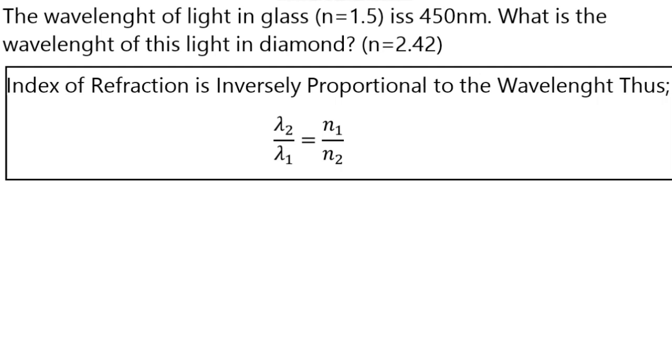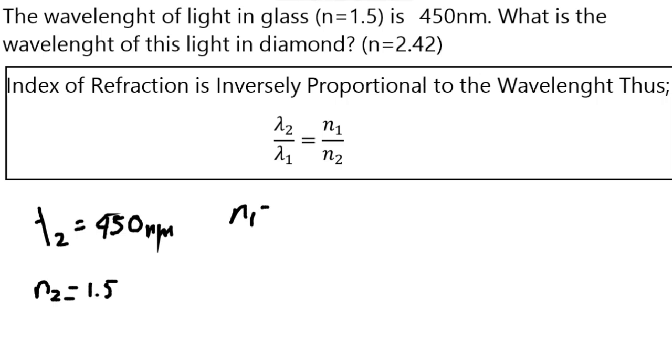Now let's try this. The wavelength of light in glass, n equals 1.5, is 450 nanometers. What is the wavelength of this light in diamond? So the index of refraction is inversely proportional to the wavelength. Thus, we can use this equation. So we can just name things here. Our lambda sub 2 is equal to 450 nanometers. Index of refraction sub 2 is equal to 1.5. And n sub 1 is going to be 2.42. And we're going to find the wavelength of light in diamond.